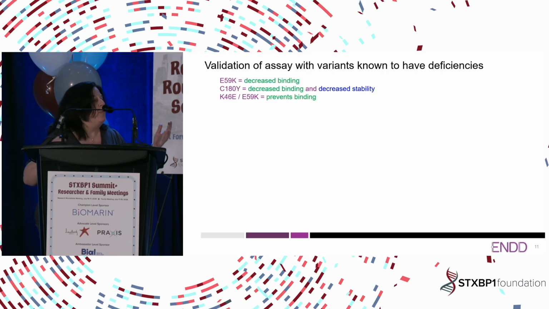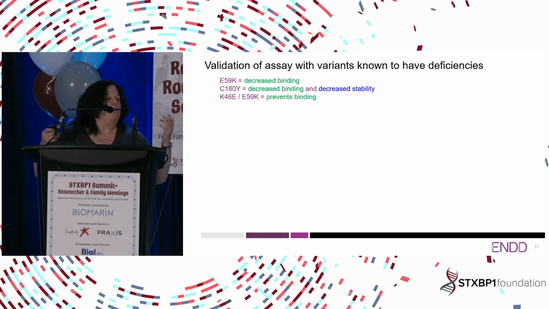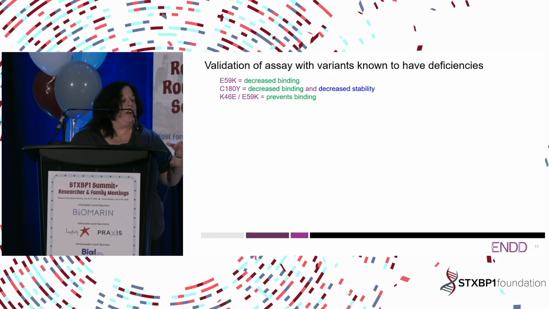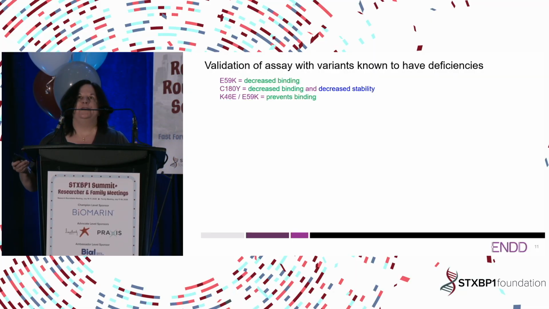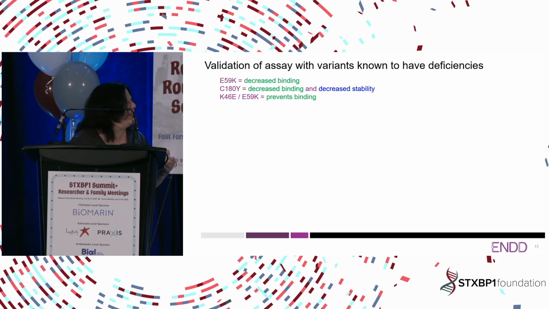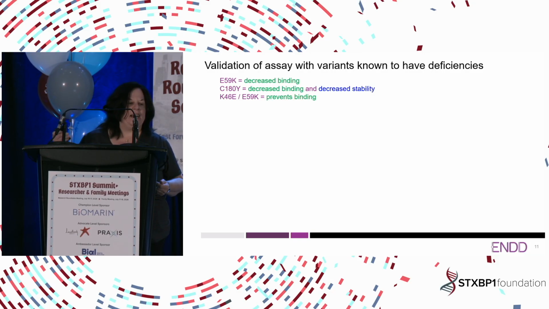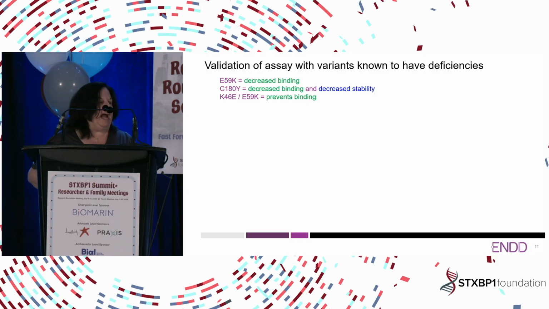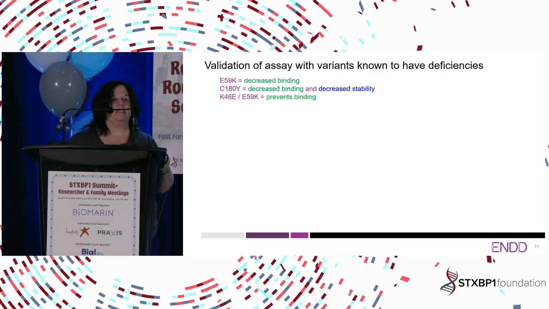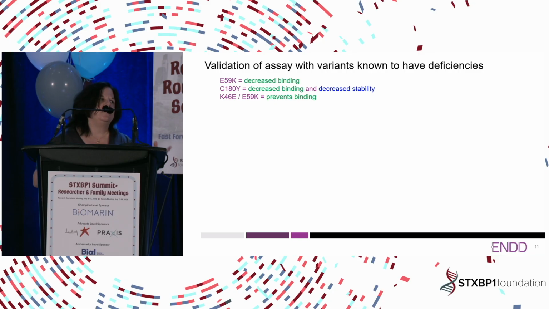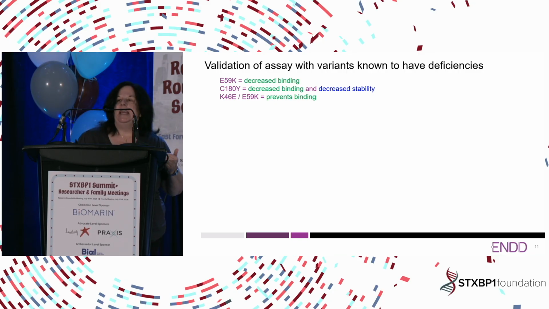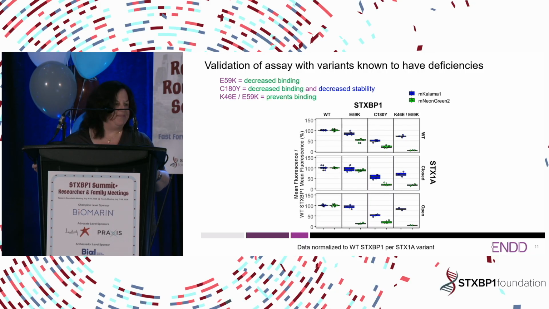Now, to move forward in our assay, we then took variants that are known to have certain deficiencies. So these are previously published variants. The E59K variant has decreased binding. The C180Y variant has both decreased binding and decreased stability. And then this double mutation prevents binding. Now, this double mutation, it doesn't exist in real life, but for the purposes of validating our assay, it is a really useful double mutation.